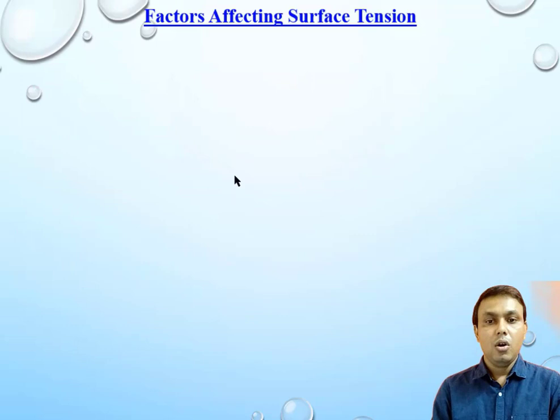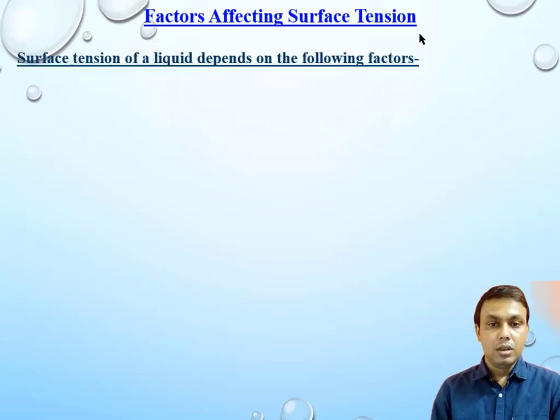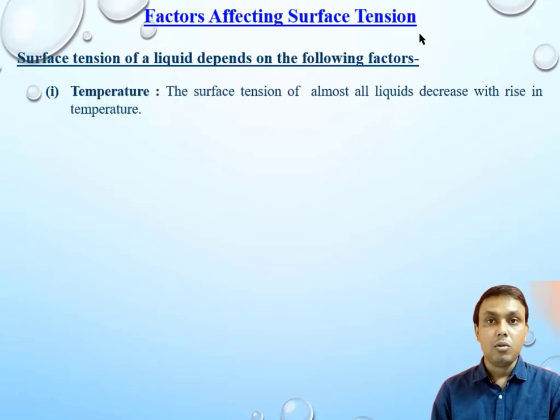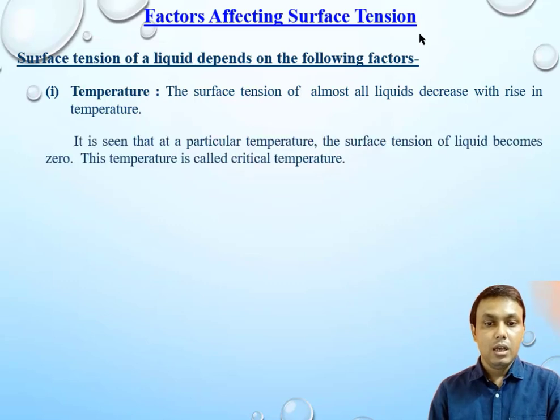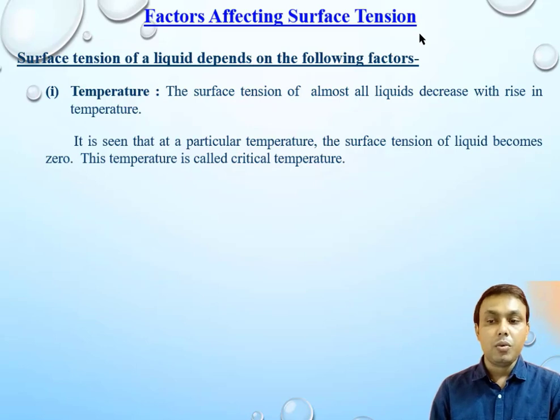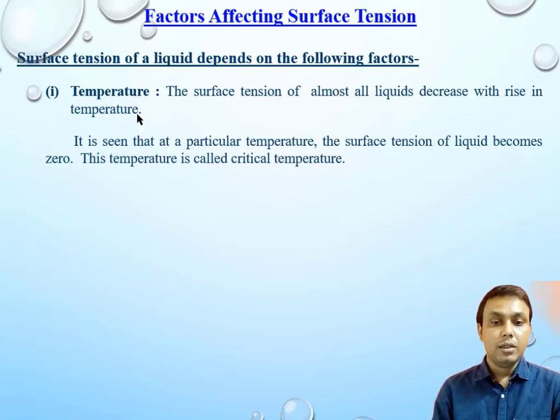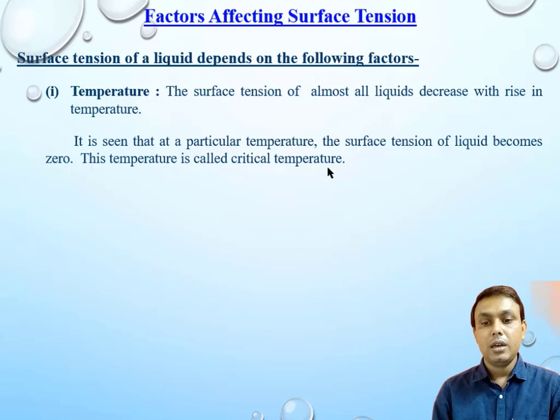Next, what are the factors which affect the surface tension of a liquid? So, factors affecting surface tension. Surface tension of a liquid depends upon the following factors. Number 1, temperature. The surface tension of almost all liquids decreases with a rise in temperature. It is seen that at a particular temperature, the surface tension of the liquid becomes 0. That temperature is called critical temperature.